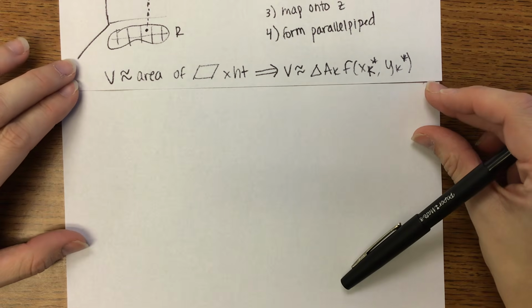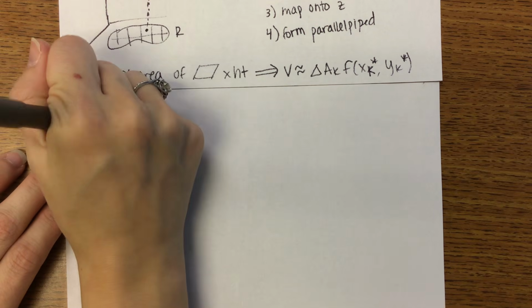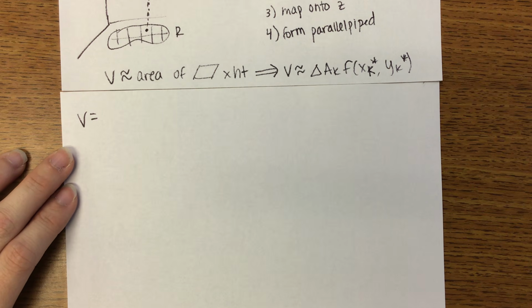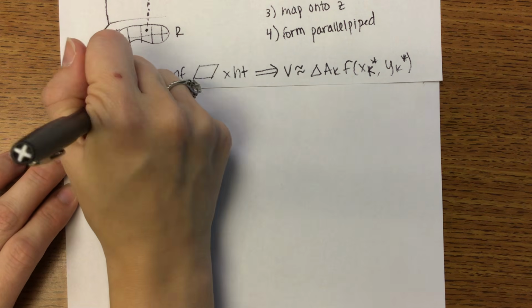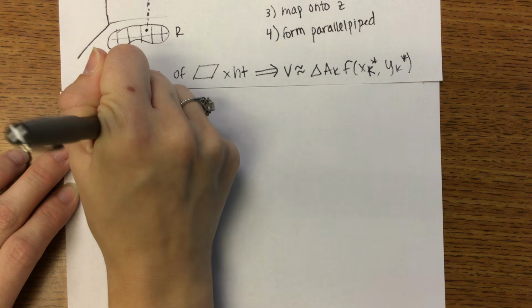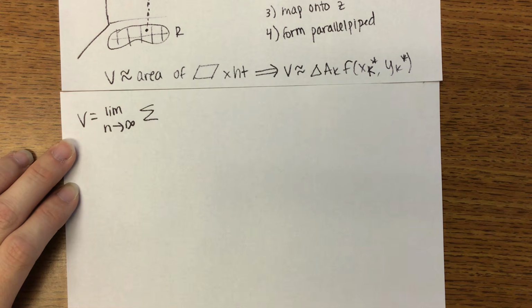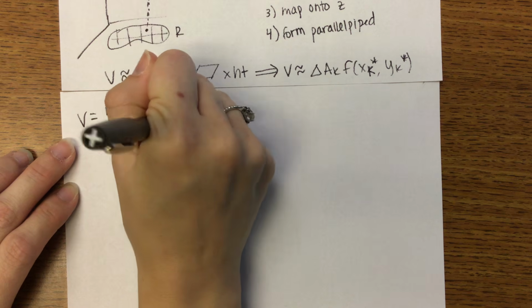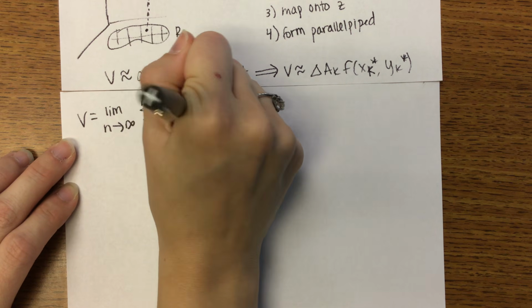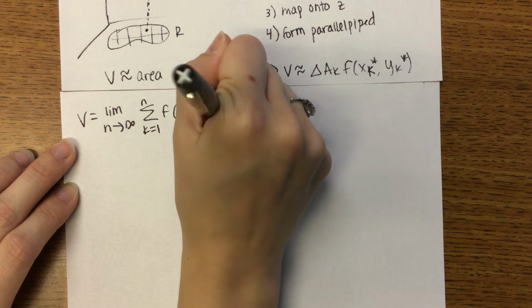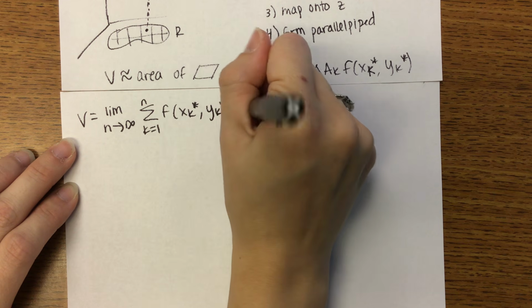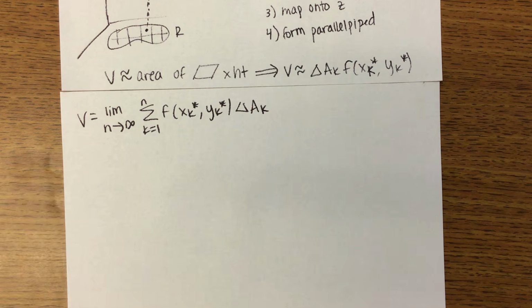Okay, so then what this gives us is that volume is going to be more accurate the smaller we make those rectangles. So the volume is equal to the limit as n approaches infinity, the sum from k equals 1 to n, of f of x of k star, y of k star, delta a sub k. So this is the formal definition for that volume problem, the formal solution. This is a Riemann sum for volume.